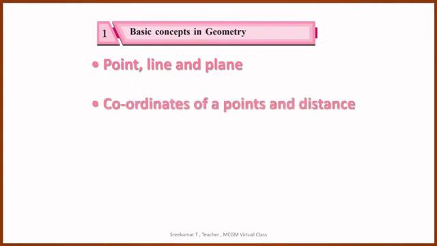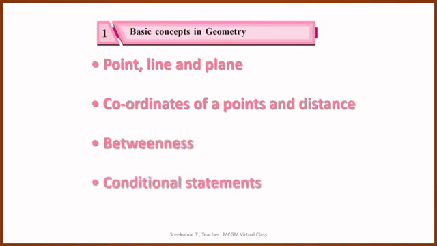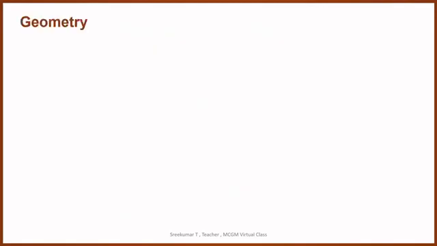I think the same topic was there in 6th standard. Same name, same topic. And luckily, the first points, line, plane, these things are also very much known to you. You have studied about it. Something new is there, that is coordinates of a point and distance. Then the concept of betweenness, the concept of conditional statements, which you will be learning from this chapter, as well as what is meant by proof. So this is about basic concepts in geometry.